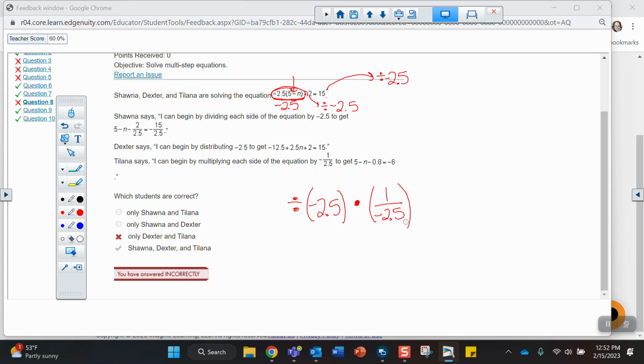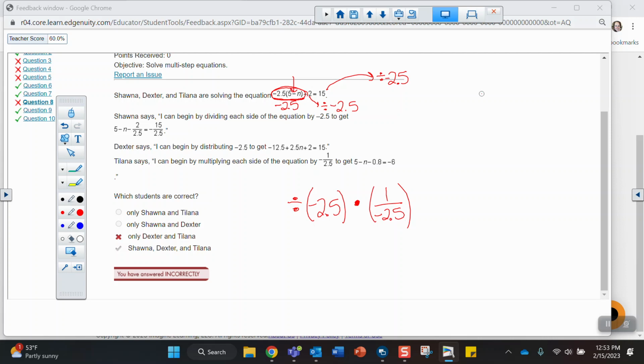Questions like this sometimes frustrate me because I'm not really sure what they're trying to test here. It seems too advanced to be talking about multiplying terms by a fraction or even dividing by a number. But they do happen to all be correct.